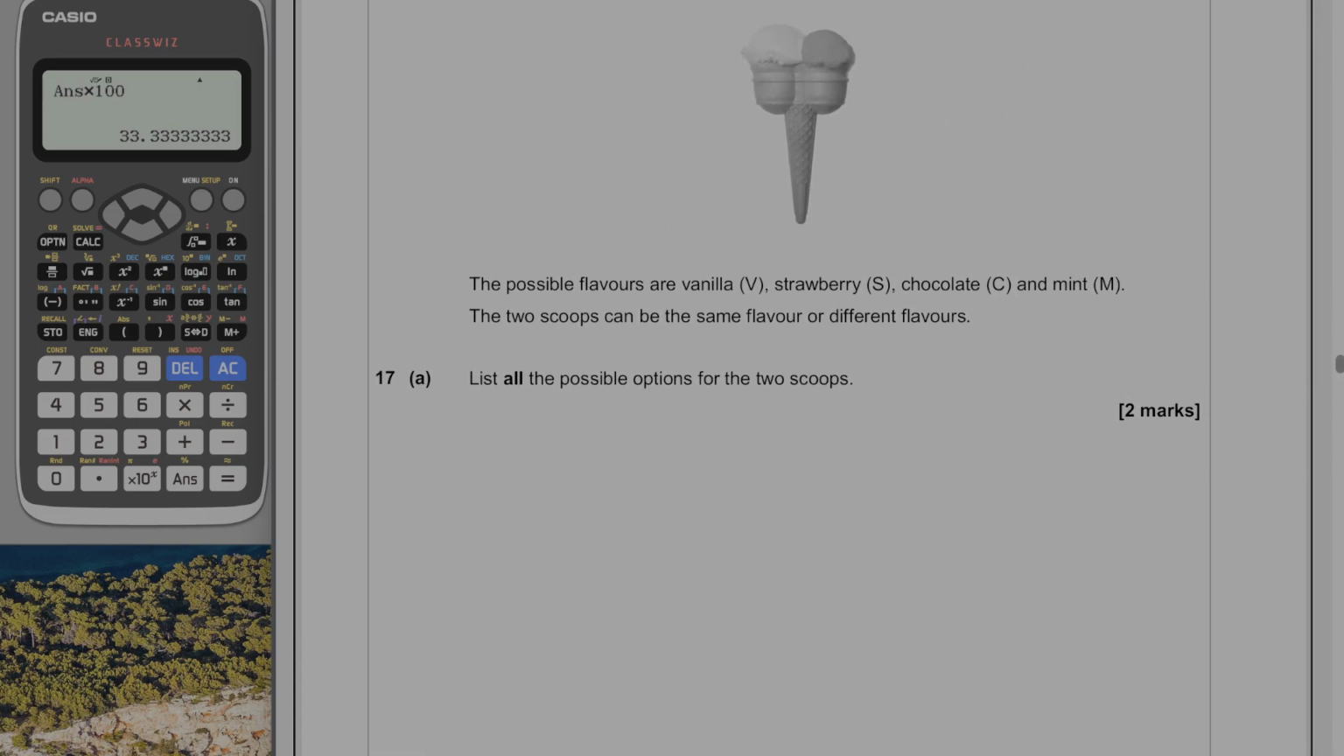Not particularly. So I'm going to do it with a strategy. I'm going to do V first of all each time. So I could have a V and a V, a V and an S, a V and a C, and a V and an M. Then I'm just going to switch each starting letter. So S and a V, S and an S, S and a C, S and an M.